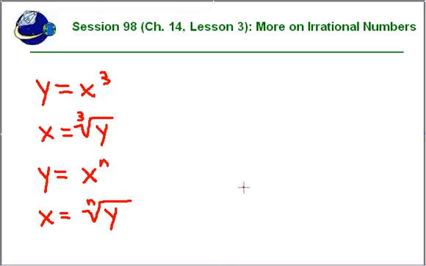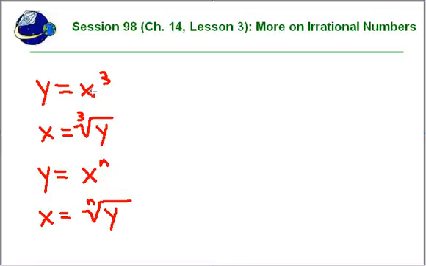Here in session 98, we're going to be taking a little bit more look at irrational numbers. In the previous session, we saw that the large majority of square roots of integers or fractions will produce irrational numbers as their answers. In other cases, they do produce rational numbers. Well, that same pattern holds true for the nth power or the nth root of any number. But first of all, let's look at this first sample here.